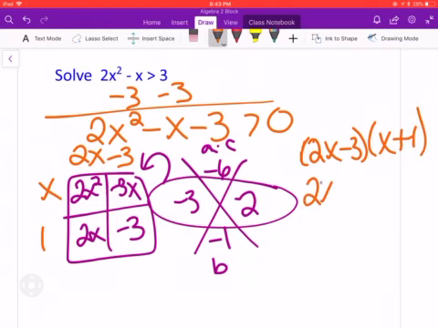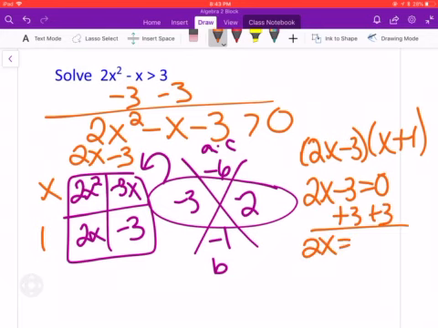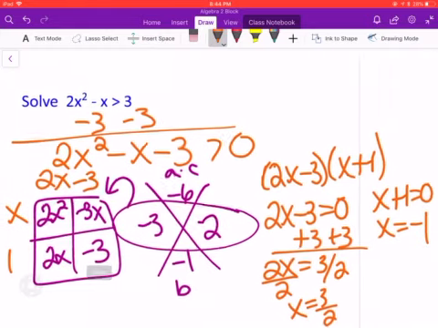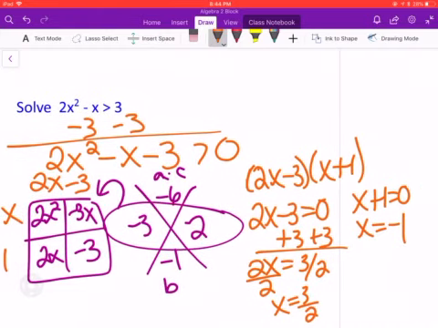So solving those, you set 2x minus 3 equal to 0. I'm going to have to add 3 to both sides. Then I will have to divide by 2. So x equals 3/2. X plus 1 equals 0, so x equals negative 1. Again, if we were solving the quadratic equation, we'd be done. Those would be our answers. But this is an inequality, so we're going to need to see what the range of our values are going to be.